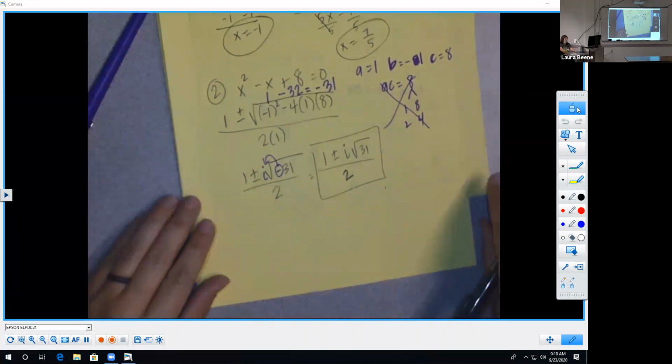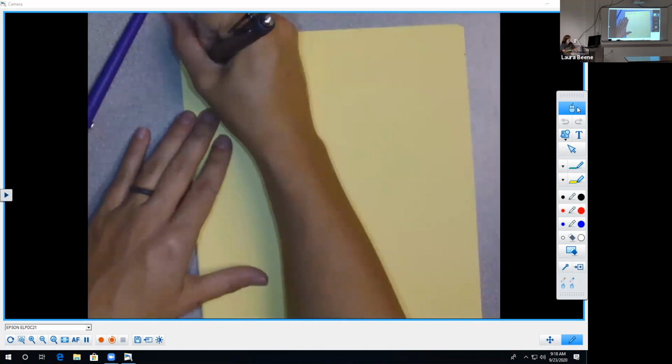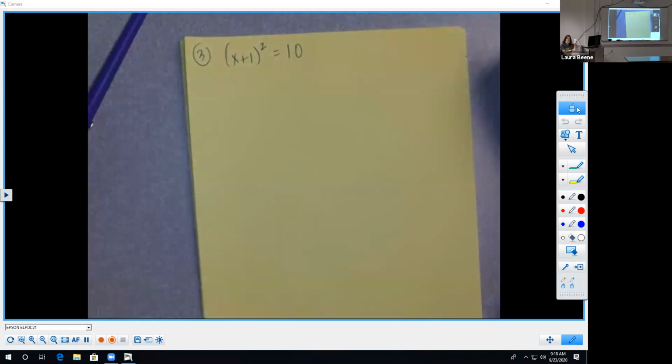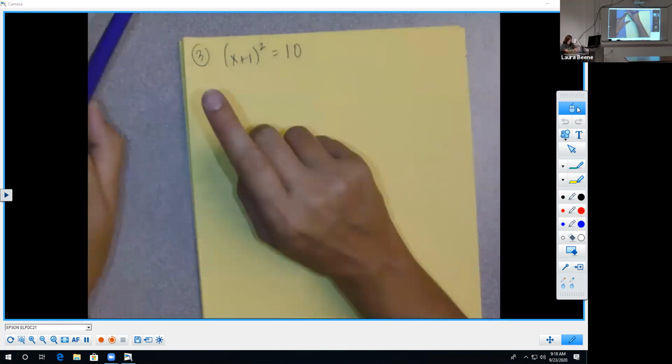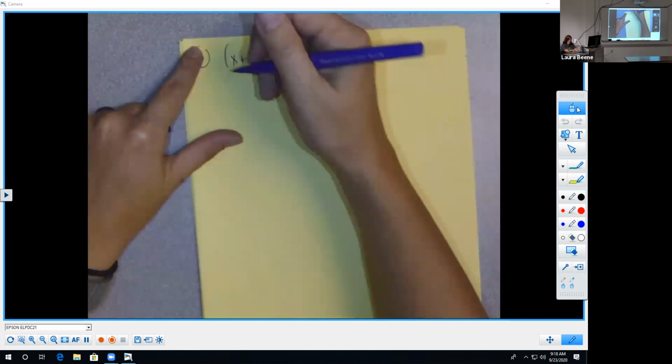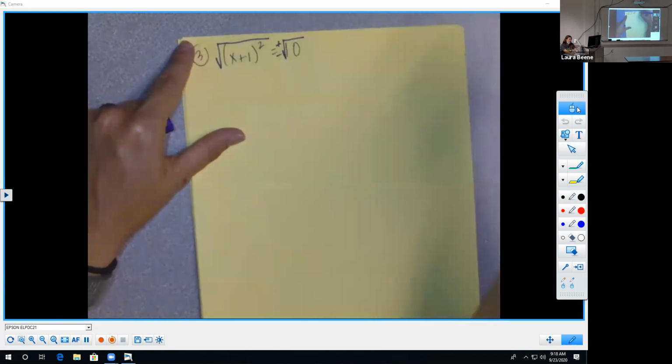Okay, look at the next one. If I had (x + 1)² = 10, which method am I going to use to solve this one? The square roots. If you have it in parentheses squared, can't we just take the square root of both sides? Don't forget your plus or minus, right? So this is using square roots.